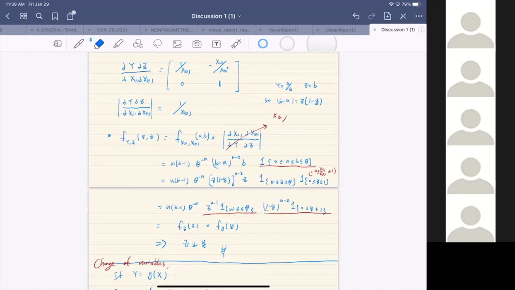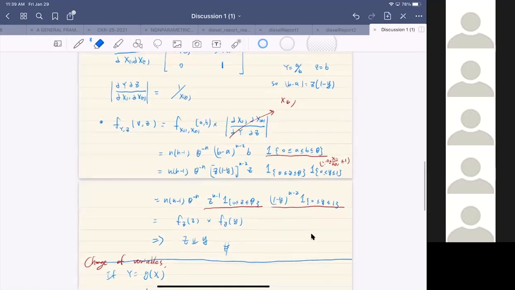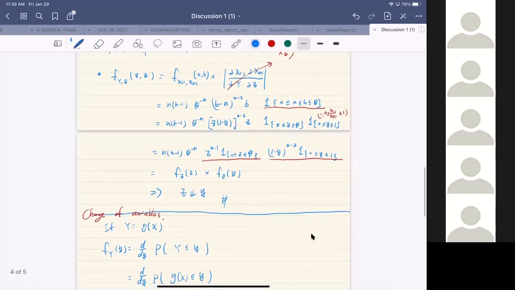Could I ask again a quick question about the answer to problem 1? Sure. How did you get the separate densities of z and y? Because we can separate this into two terms. This only has y, and this only has z.